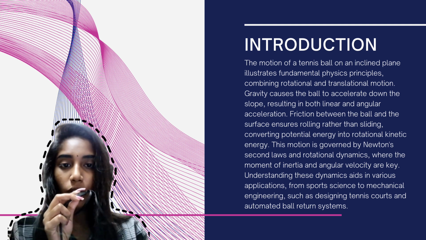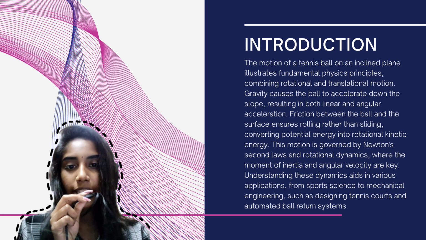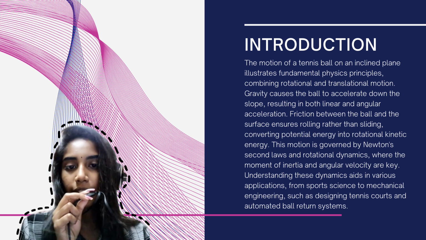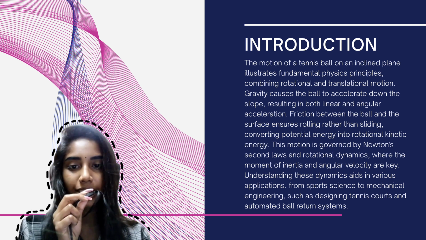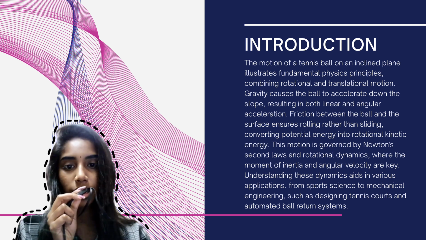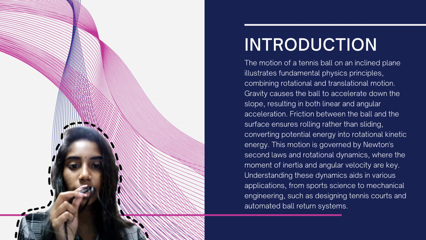Introduction. The motion of a tennis ball on an inclined plane illustrates fundamental physics principles combining rotational and translational motion. Gravity causes the ball to accelerate down the slope, resulting in both linear and angular acceleration. Friction between the ball and the surface ensures rolling rather than sliding, converting potential energy into rotational kinetic energy.